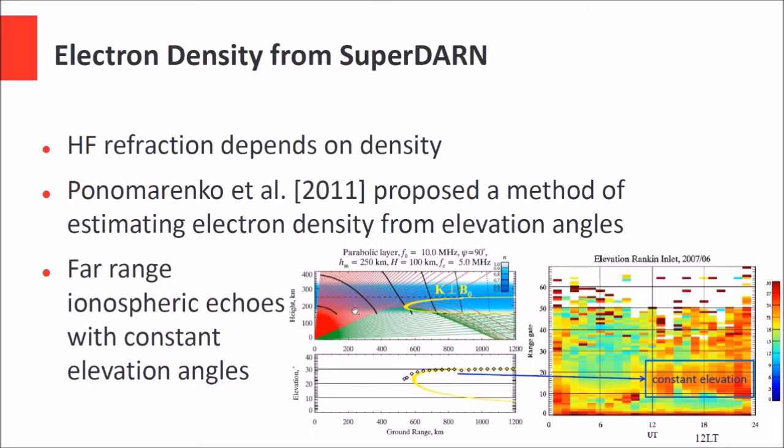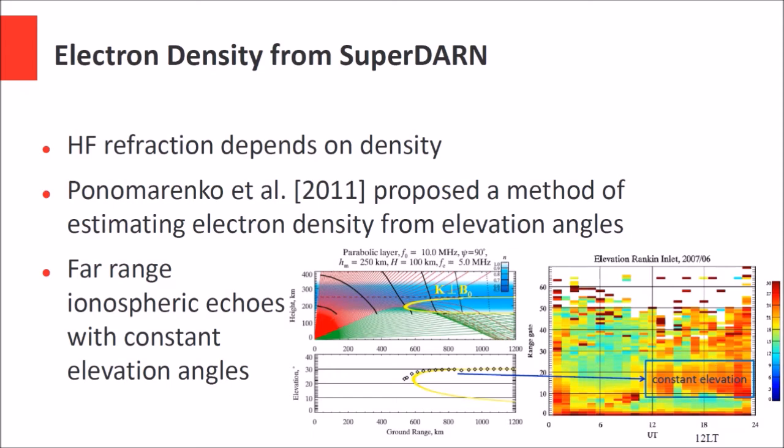In 2011, Dr. Ponomarenko proposed a method by which we could infer electron densities from these propagation conditions. The method starts by looking for echoes with constant elevations. As we see in this diagram, echoes traveling along the same path will all reflect from approximately the same height. And by looking for this constant elevation in SuperDARN echoes, we can determine the F-region peak density.